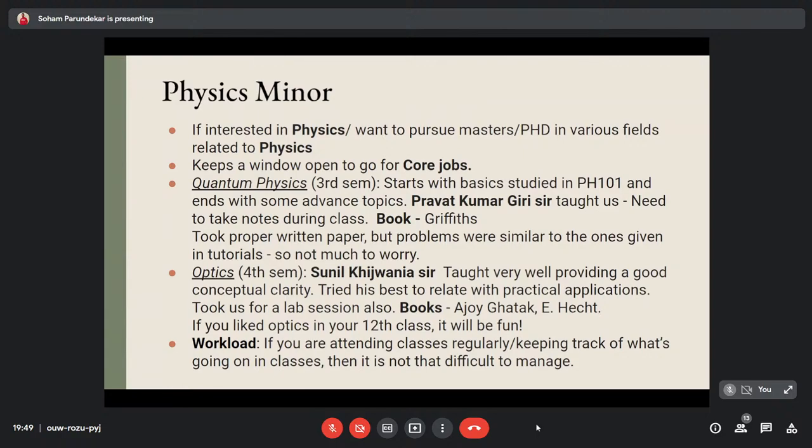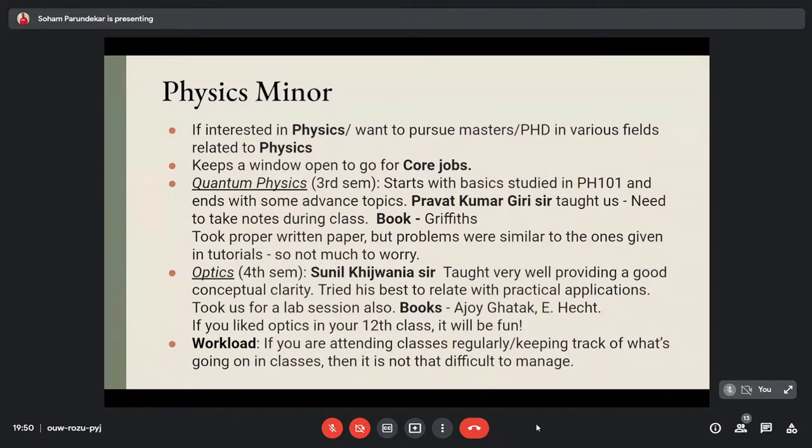And he took proper written exams. There were proper subjective written exams, but the questions were similar to the ones which were given in the tutorials. Also, this course has one tutorial component. So every week we used to have tutorials during our class hours, and similar questions were asked in the exam, and there were no quizzes conducted for the course. Only mid-sem and end-sem exams were considered for grading. So there was not much to worry.